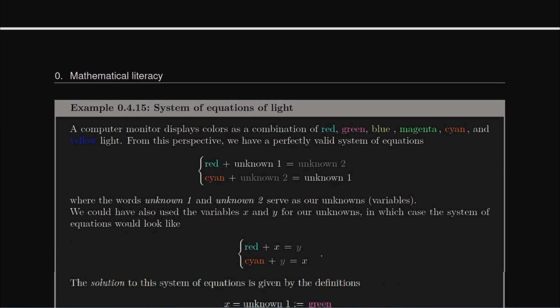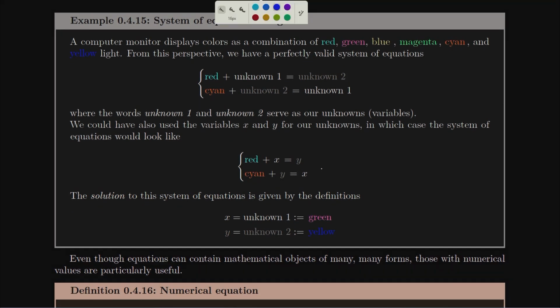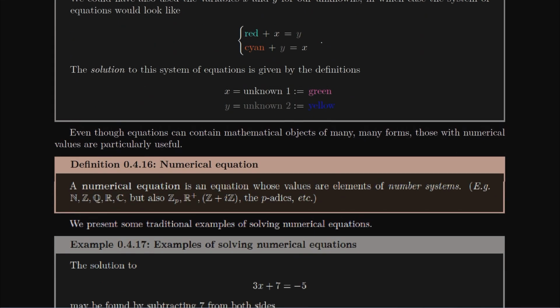We also have systems of equations. And systems of equations are just like multiple groups of equations with multiple unknowns in them that need to be solved simultaneously, right? And I think you've seen these before, where maybe this is another example of light. I've got red plus an unknown equals unknown 2, and then cyan plus an unknown 2 equals unknown 1. You would find out that the solutions, which need to satisfy this at the same time, we've got unknown 1 is equal to green and unknown 2 is equal to yellow. So once you have the double definition of the unknowns in the equations, you've found a solution.